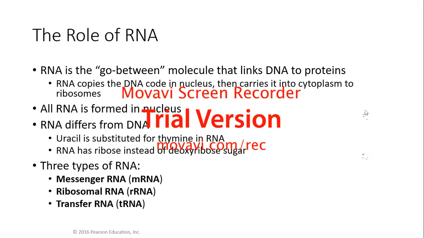So again, if you have a question on the test and it has U's in it, you know that you're looking at messenger RNA. Automatically, you know this is messenger RNA when you see these U's.